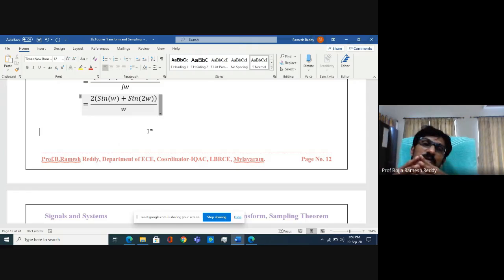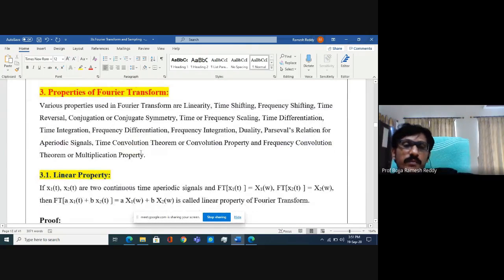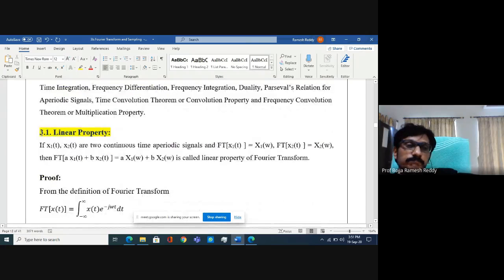Now the task is to apply properties to solve problems. Totally 14 properties are there in Fourier transform. Apply various properties to solve for the frequency domain representation. There are so many properties. Now we will see them one by one.